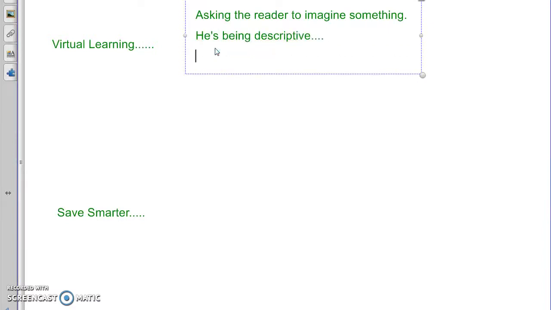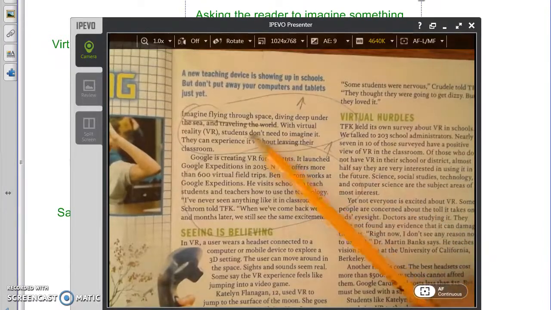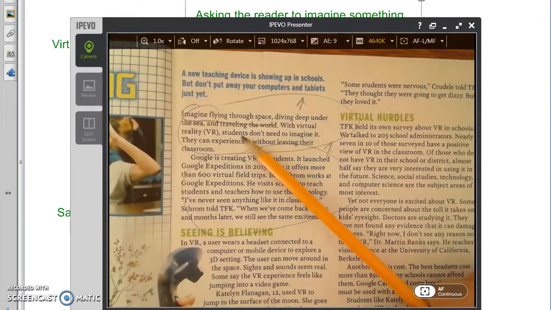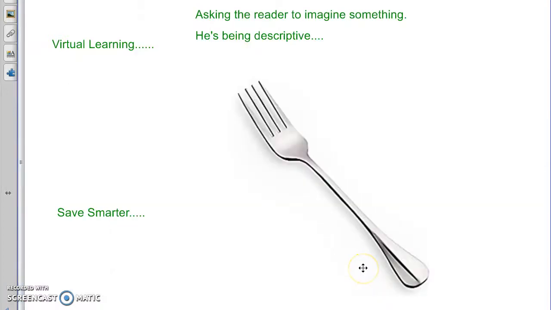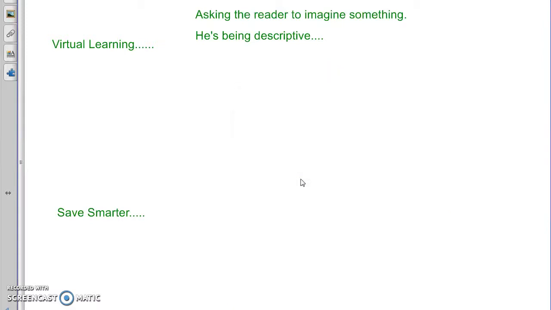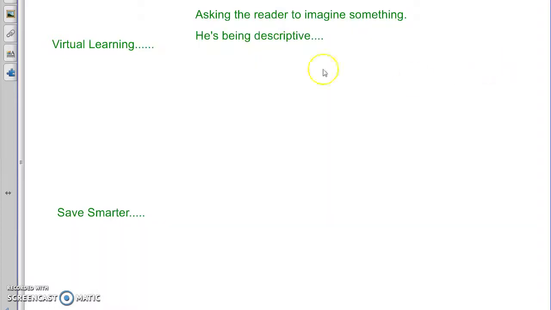And are we just imagining anything? Look at this. It's not like imagine a fork in your left hand, and you're like, oh, fork in my left hand. Whoa. No, that's too big. No one cares about a fork in your left hand. Alright? Look what he's writing. Imagine flying through space, diving deep under the sea. He's being descriptive. He's describing something awesome.